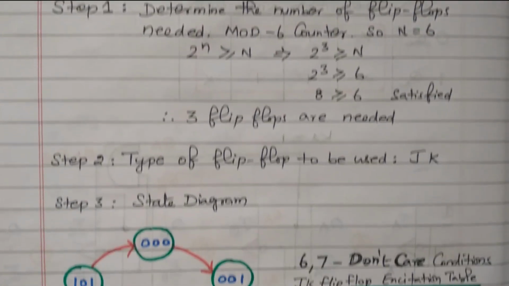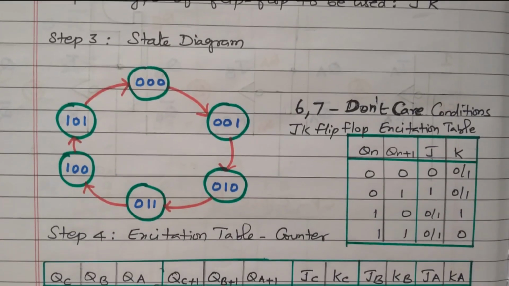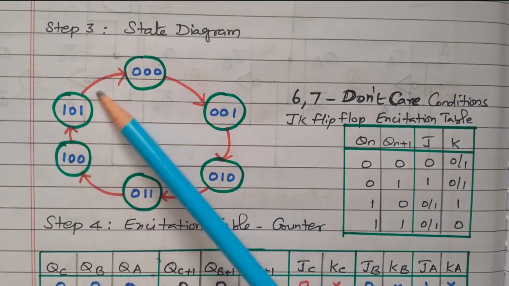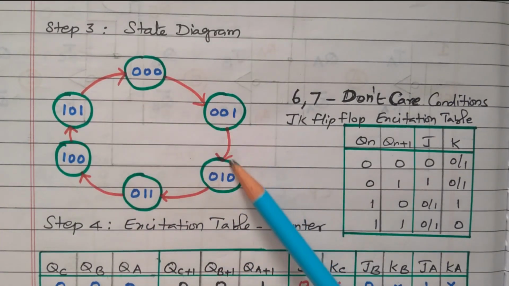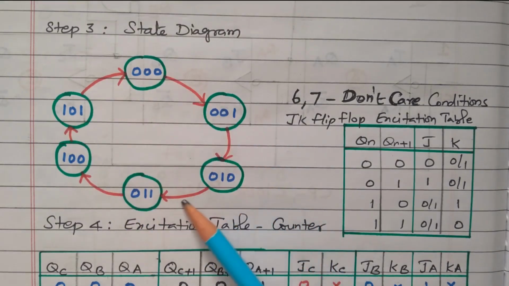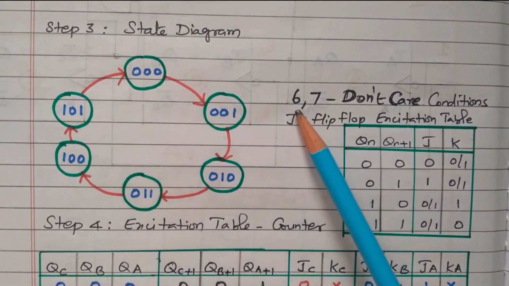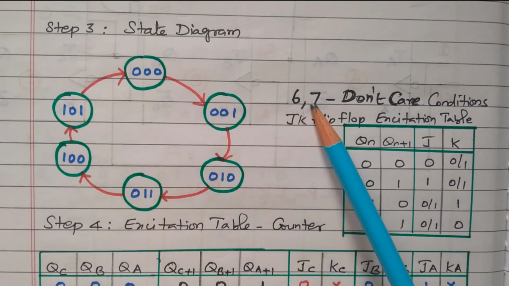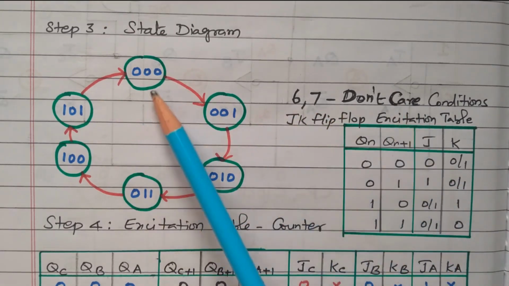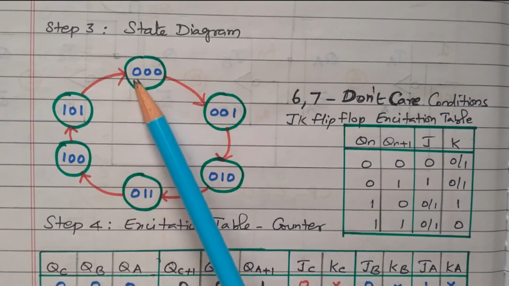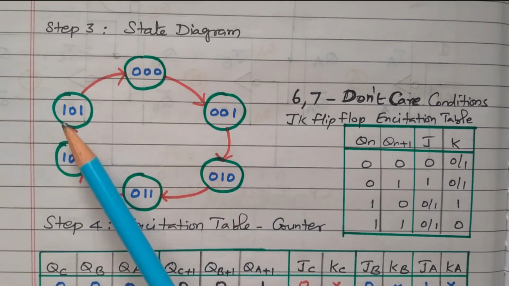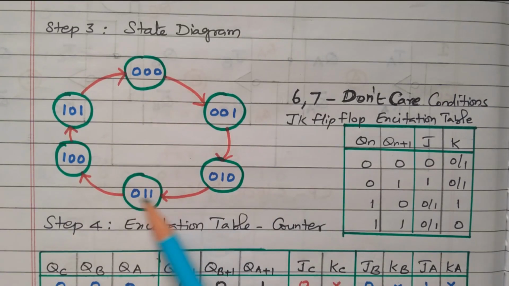The third step is to draw the state diagram. Since it is mod 6, there are 6 states. These are 3-bit binary number combinations out of 8, in which 6 are used. States 6 and 7 are the don't care conditions. Here 0 to 5 are available. It changes as a normal 3-bit binary count: 0 0 0, 0 0 1, then 0 1 0, 0 1 1, 1 0 0, 1 0 1. So there are 6 states, and 1 0 1 changes again to 0 0 0.